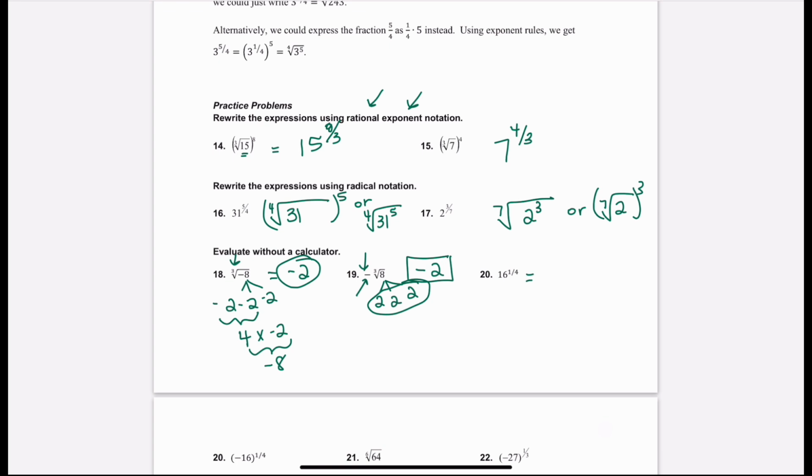Now 16 to the 1/4 power, that's going to be the 4th root of 16. So I'm looking for 4 numbers multiplied by themselves to equal 16. Now I can figure this out by making a factor tree. 2 times 8 is 16. 8 is 2 times 4. And 4 is equal to 2 times 2. If you look at this, I have 4 2's that multiply all to 16. So the 16 to the 1/4 power is just equal to 2.